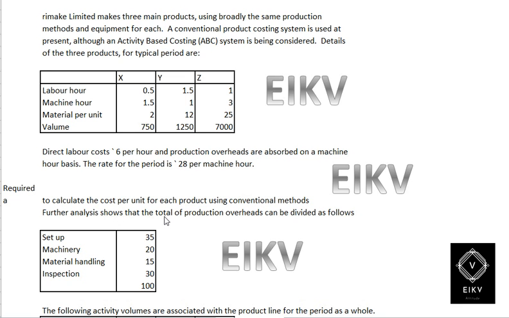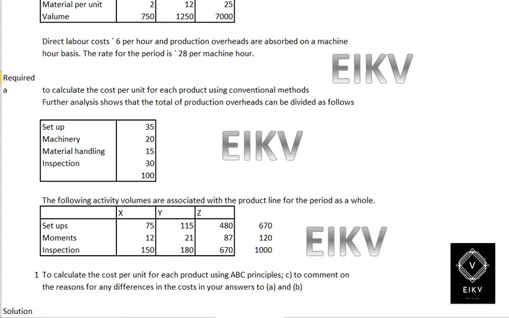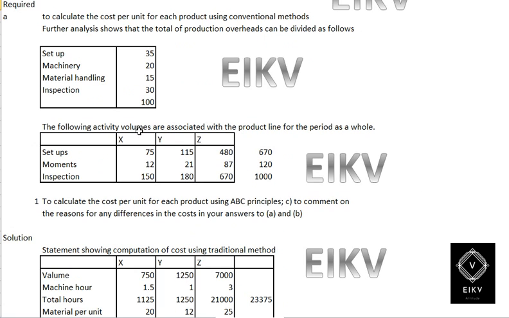Further analysis shows that the total production overhead can be divided as follows: setup 35, machinery 20, material handling 15, inspection 30, and total 100. So these are on a percentage basis. Then the following activity volumes are associated with the products for the period as a whole.